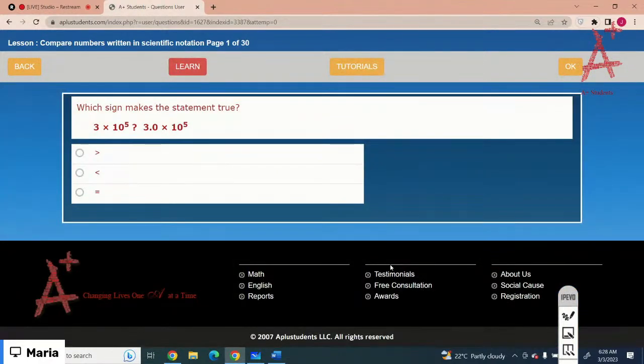Okay, that's the one we just did. They are equal. Just look at their exponents. They have the same exponents, 5 and 5. Also, they have the same coefficient. So they are equal.